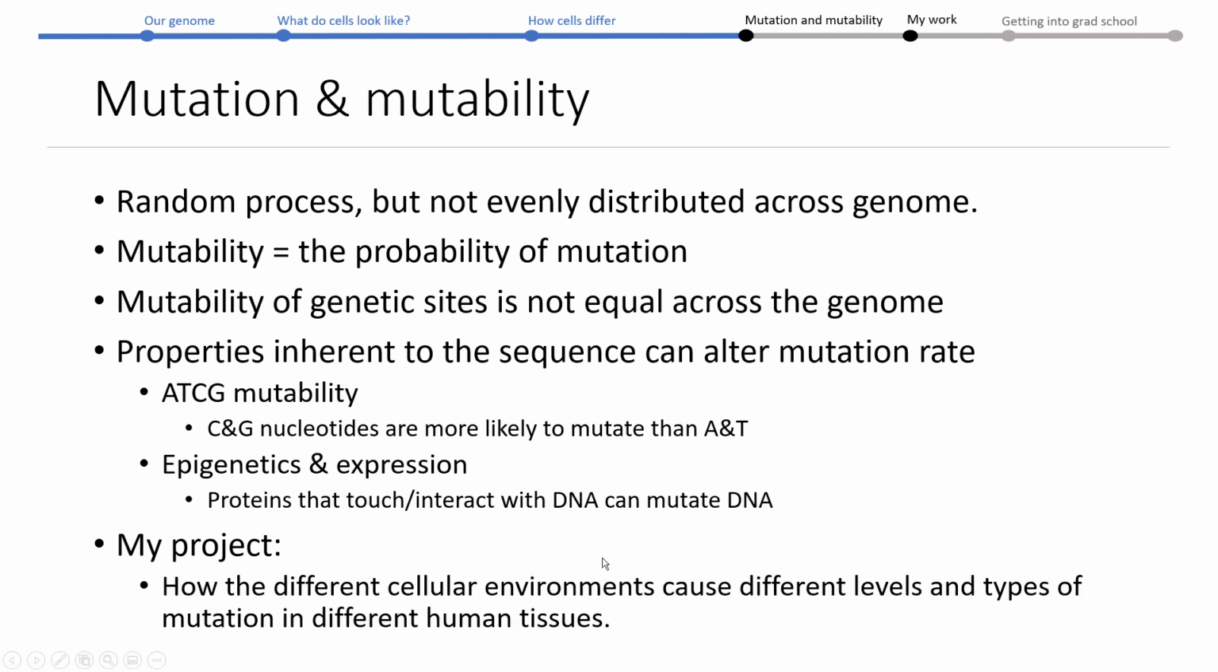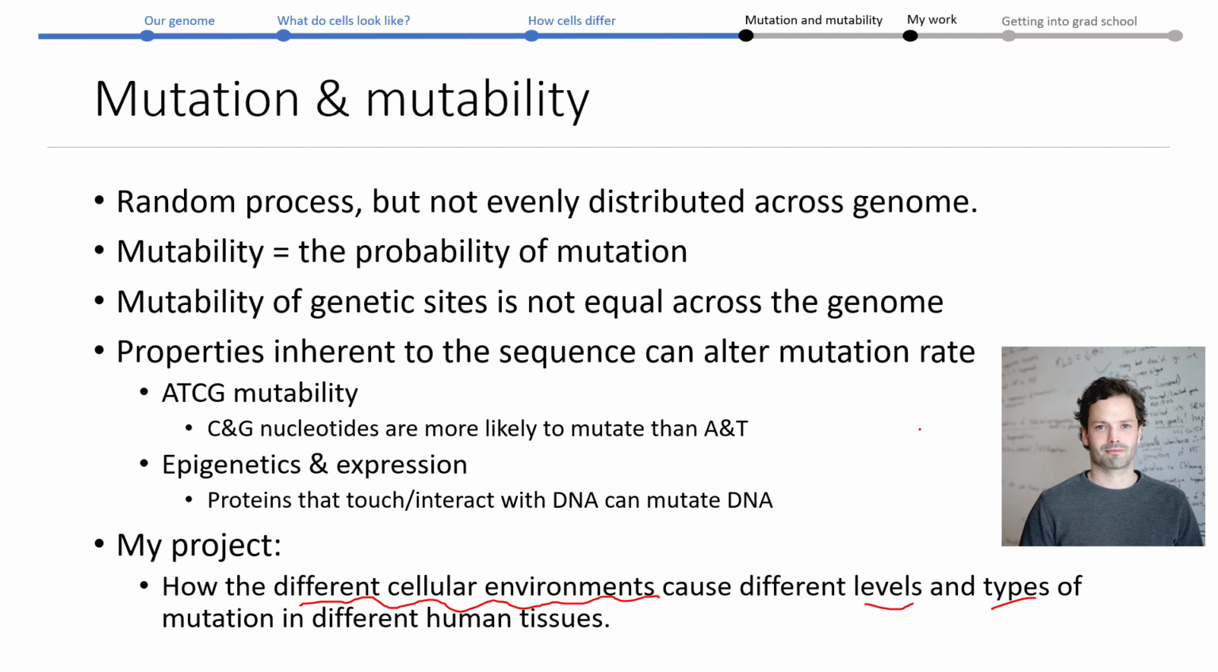I use bioinformatics and machine learning to understand how the different cellular environments that we see in each different tissue cause different levels and types of mutation in different human tissues. And these have connotations for how cancers in different tissues form and also the inherent underlying mutations that occur in healthy tissues. And if any of this is interesting to you, you should reach out to Dr. Ness, as he's one of the experts in this field, and you should have a talk with him about some of this stuff, because I'm always looking for new grad students.